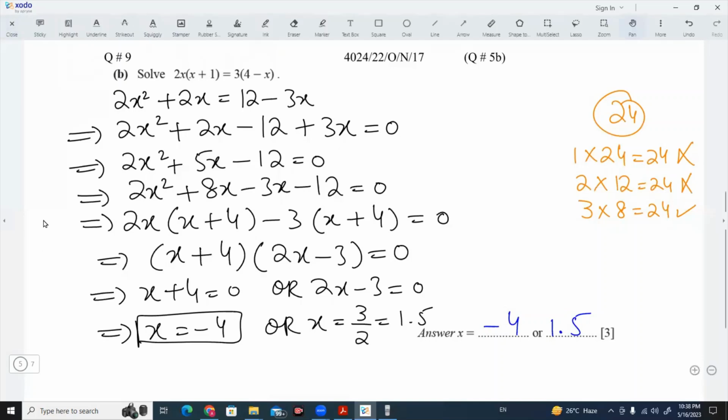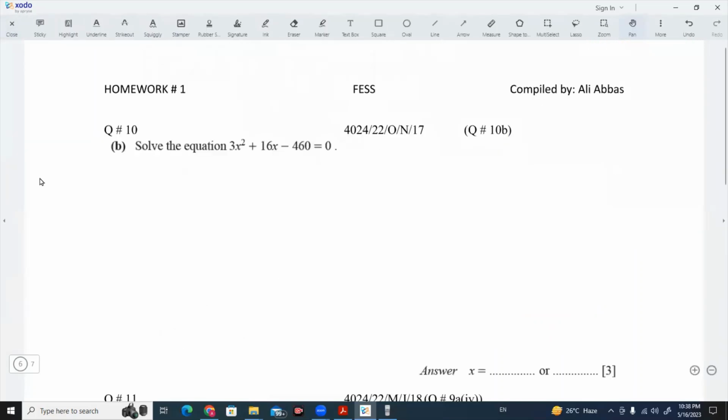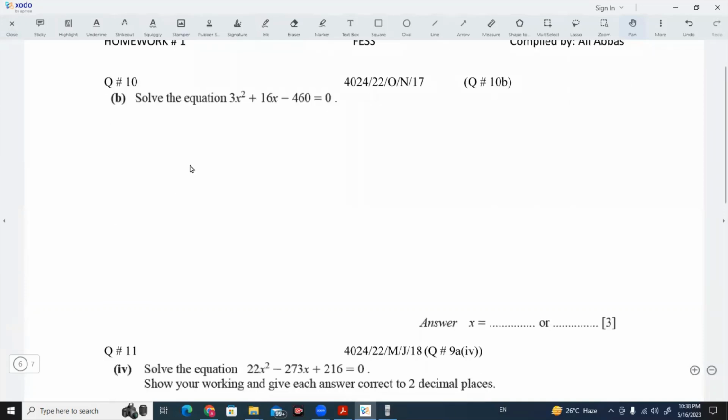So moving ahead quickly to question number 10. In question number 10, all of the values are the same, meaning it's a quadratic equation. We can do it by factorization, but it looks a bit hard. The number 460 is a bigger number, so I'm applying the quadratic formula, which you can check in the reference. Either you can apply factorization or not, so it can be done.